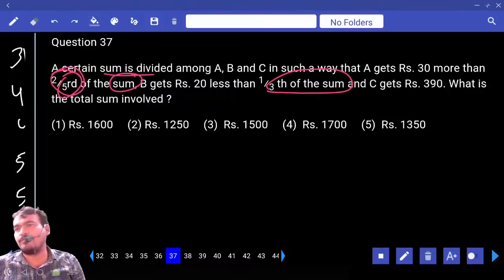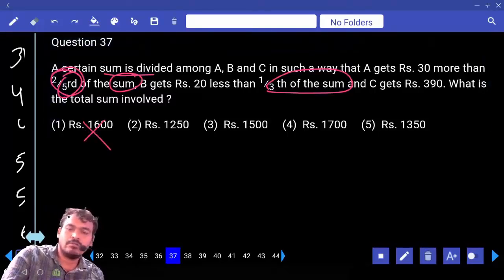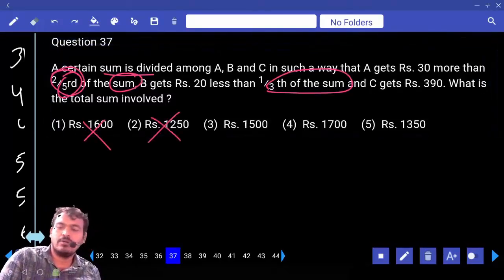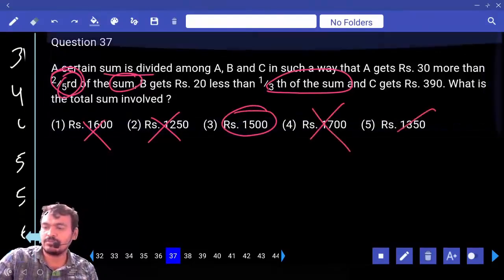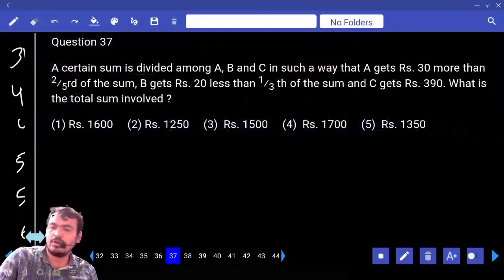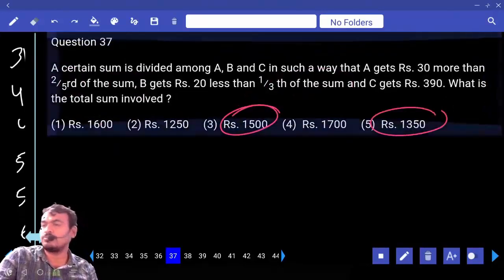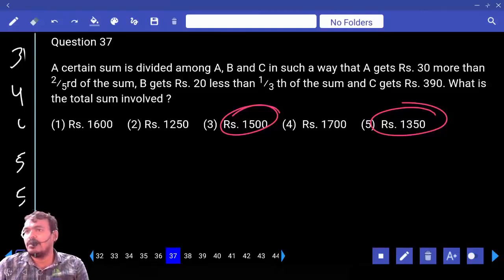How many options are multiples of 15? First option, no. Second option, no. Third option, yes. Fourth one, no. Fifth option, yes. Total, how many options are remaining? Two options. First we assume the third option. If it is 1500 and satisfies, then the answer will be that. If it is not satisfied, the answer will be 1350.